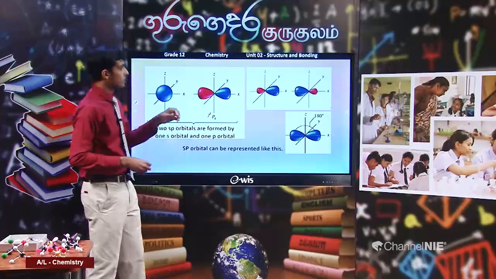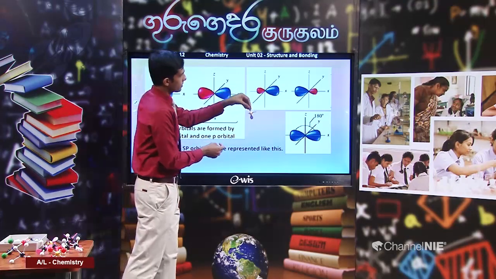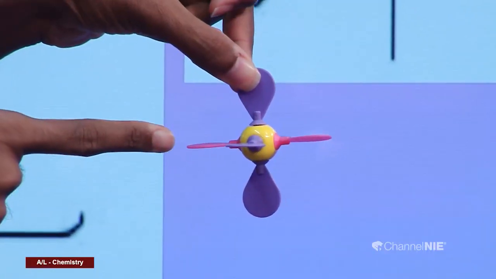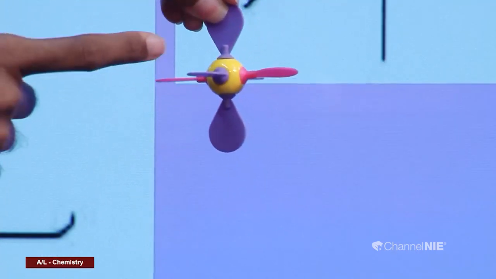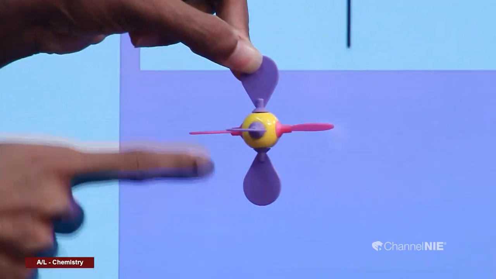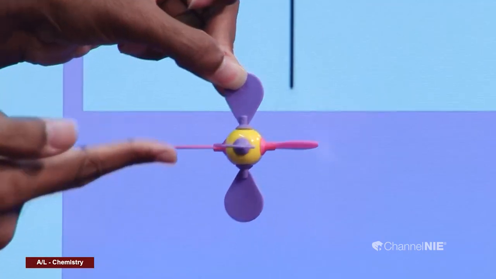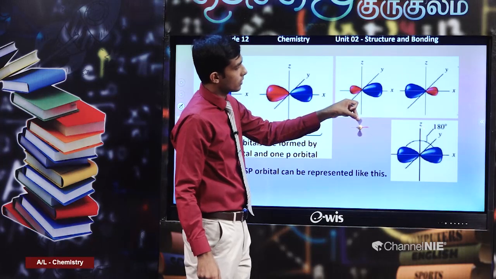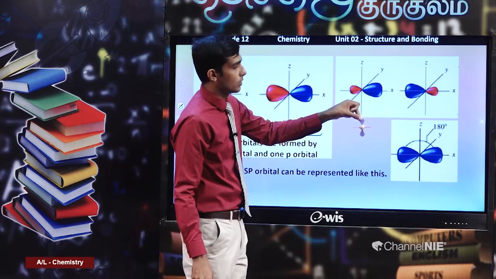Now, when it comes to this sp hybridized carbon atom, we can show it from a diagram like this, from a model like this. Here these are the two sp orbitals, and there are two unhybridized p orbitals, atomic orbitals, perpendicular to each other. This is one and the other one is in this axis, perpendicular to each other. So, this is how the sp hybridized carbon atom looks. In the middle you have to assume that is the nucleus.